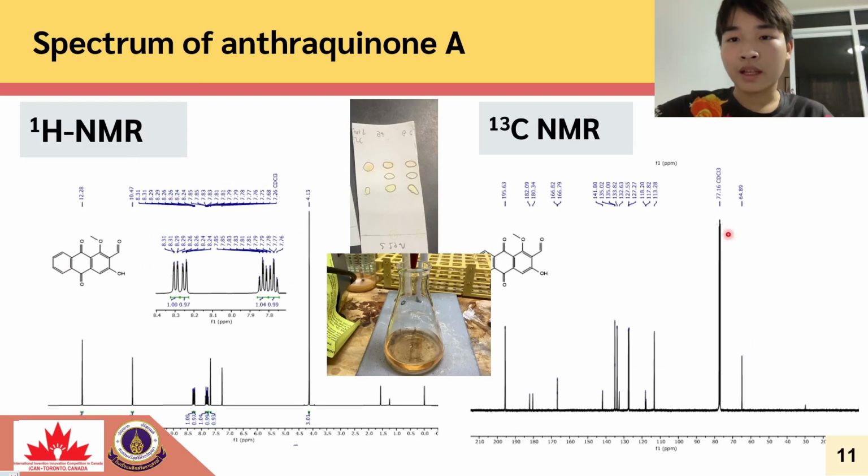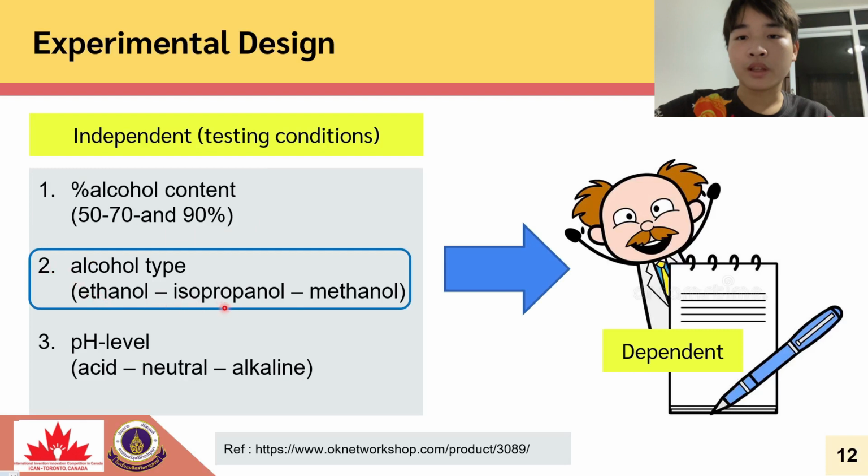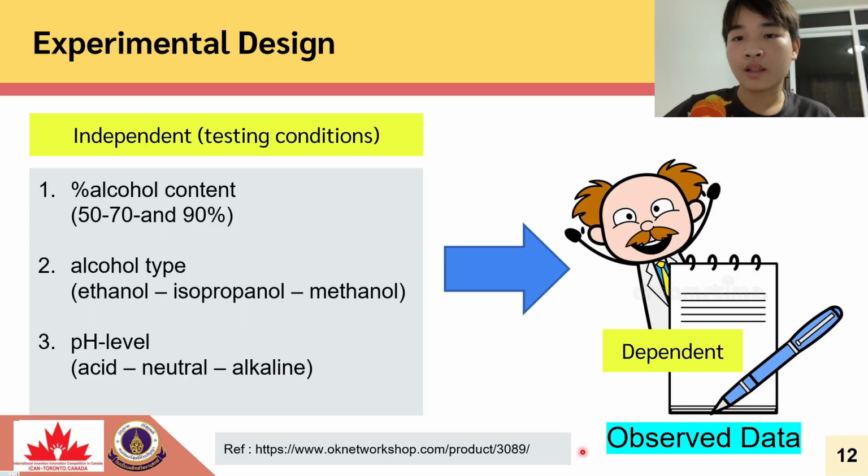Because we aim to find the anthraquinone-based reagent formula that can differentiate alcohol qualities, we first have to set some variations of the alcohol samples to be tested. We vary alcohol among 3 independent factors including percent alcohol content: 50, 70, and 90%; alcohol type: ethanol, isopropanol, methanol; and finally pH level: acid, neutral, alkaline. Next, we add the reagent to those testing conditions. The final observation of color or any physical changes will be recorded as dependent variables.